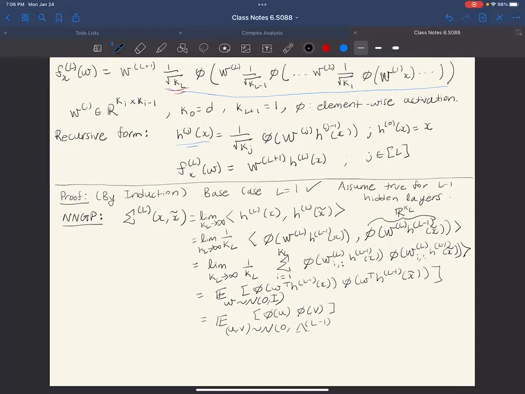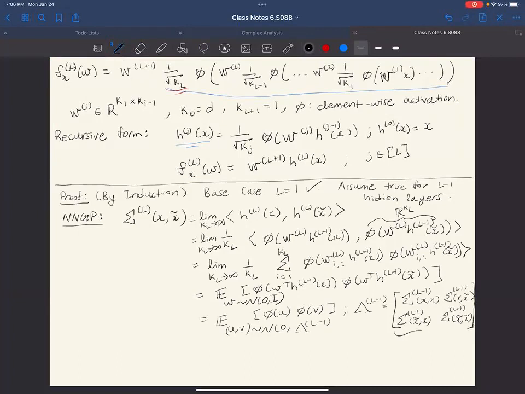But now, what is this lambda L minus 1? My claim is that by the inductive hypothesis, this lambda L minus 1 is exactly sigma of L minus 1 x, sigma of L minus 1 x tilde, sigma of L minus 1 x tilde x, which by symmetry is the same as x tilde, and then sigma L minus 1 of x tilde. And this is just a 2 by 2 matrix.